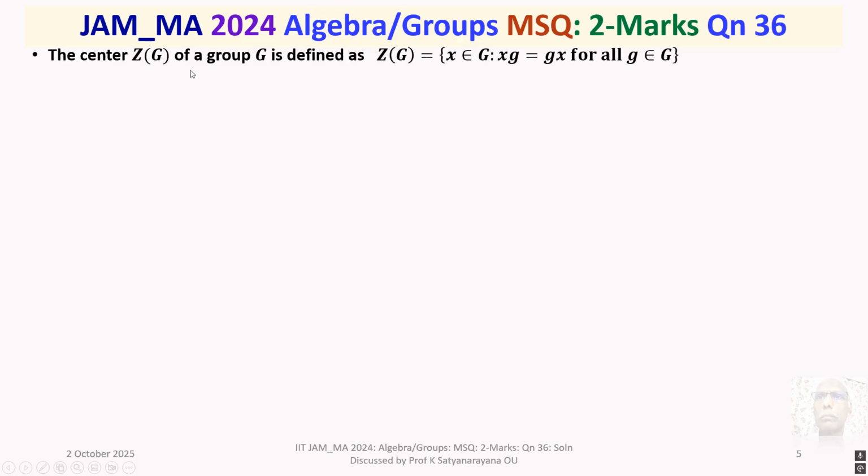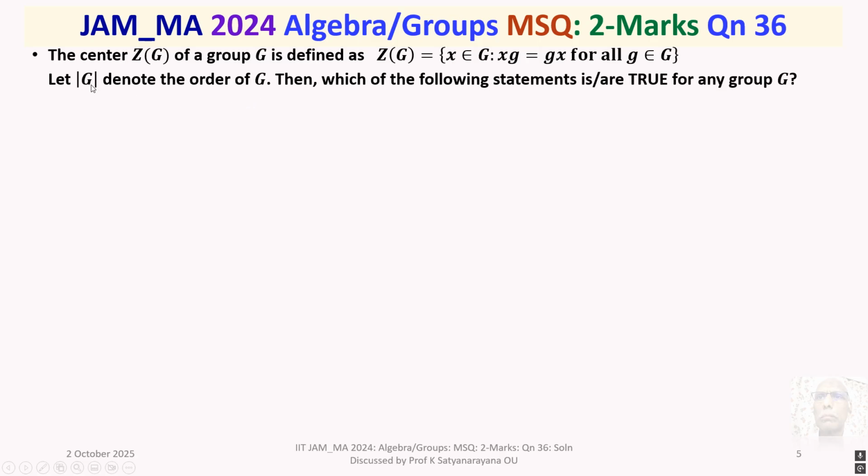The given question is: the center Z(G) of a group G is defined as Z(G) is the set of all those elements x belongs to G such that xg is equal to gx for all g belongs to G. So Z(G) contains those elements which commute with every element of G. Let |G| denote the order of G. Then which of the following statements is or are true for any group G?